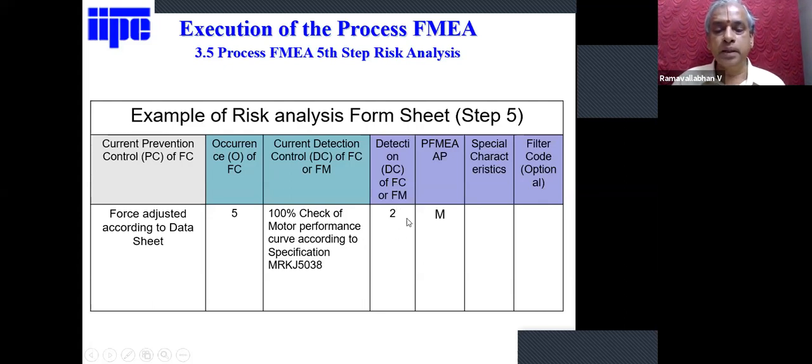How these numbers are taken, that also I can show you. This is the action priority. In action priority, as I was telling you earlier, RPN was there: severity into occurrence into detection. You straight away multiplied and got a risk priority number. In action priority, they have made a table with all the combinations of severity, occurrence, detection. If severity is this number, occurrence is this number, detection is this number, then you say it is H, M or L: high, moderate or low.